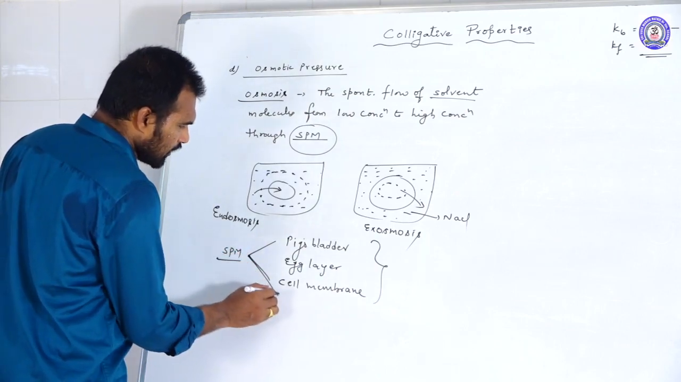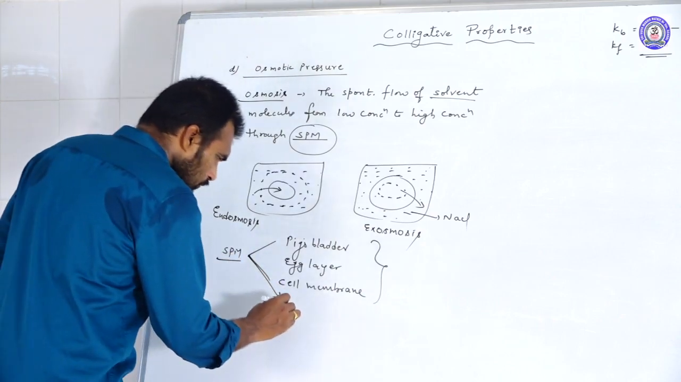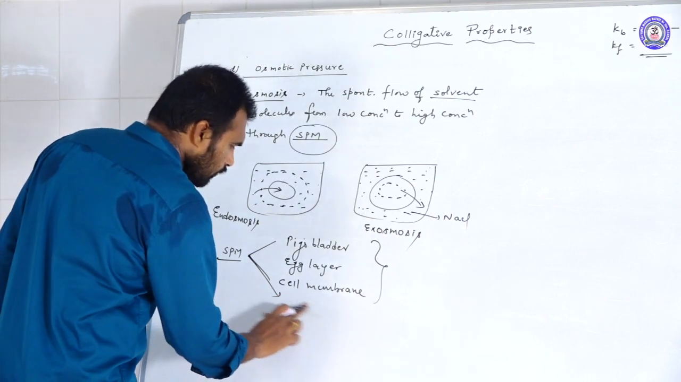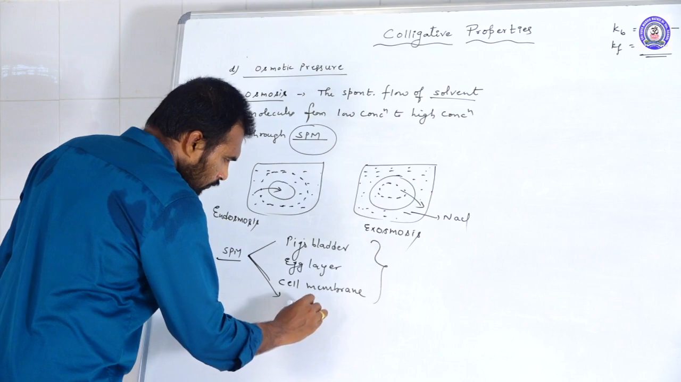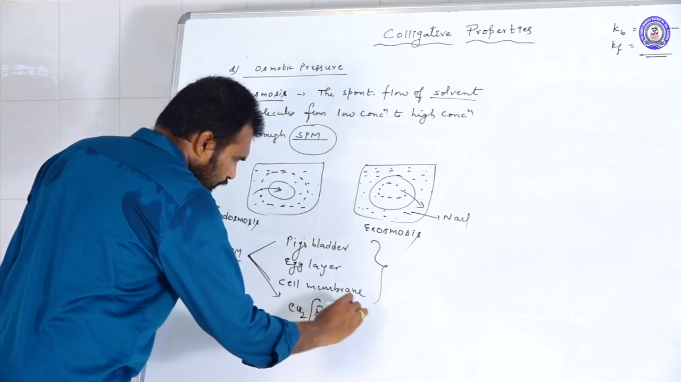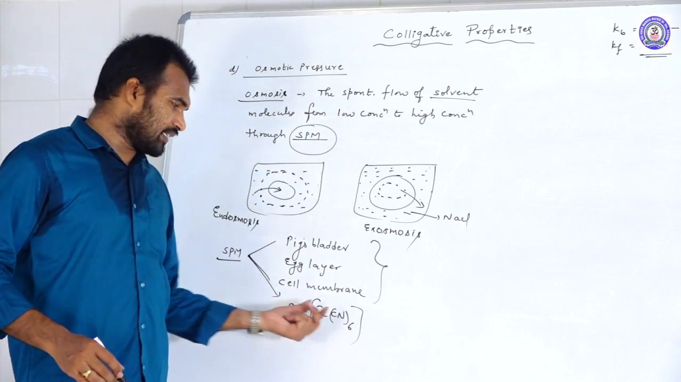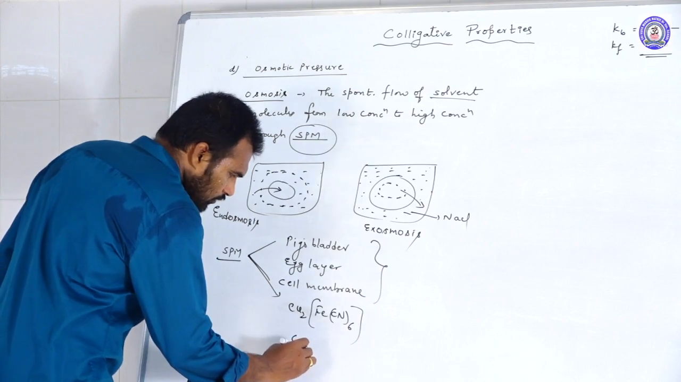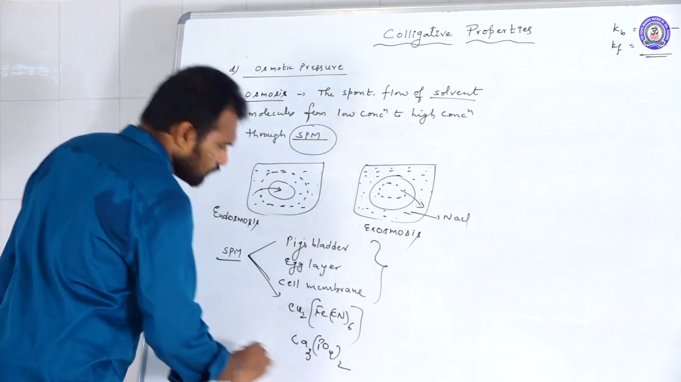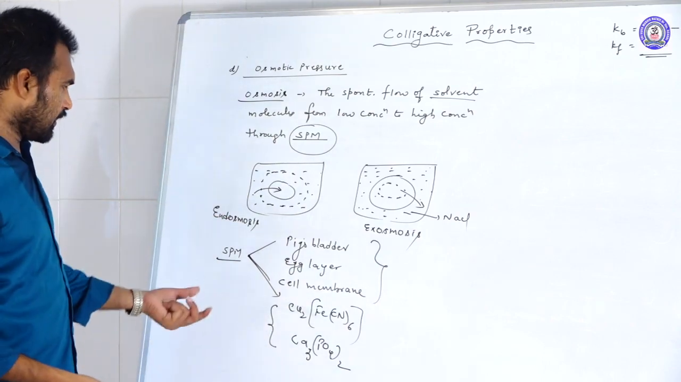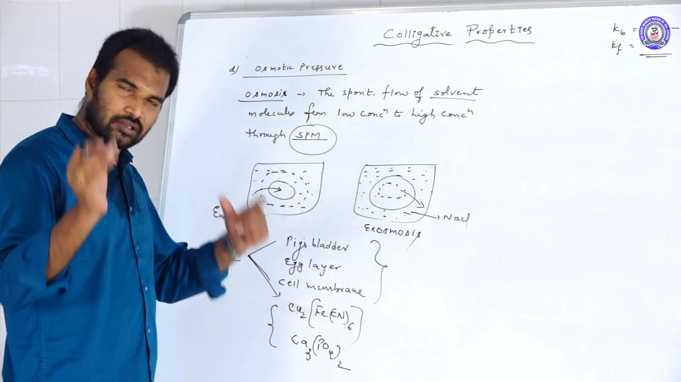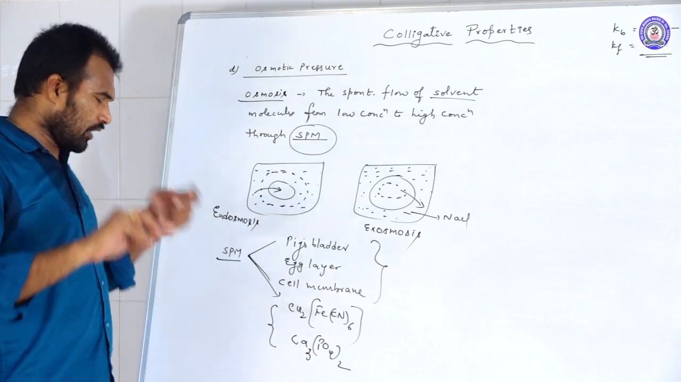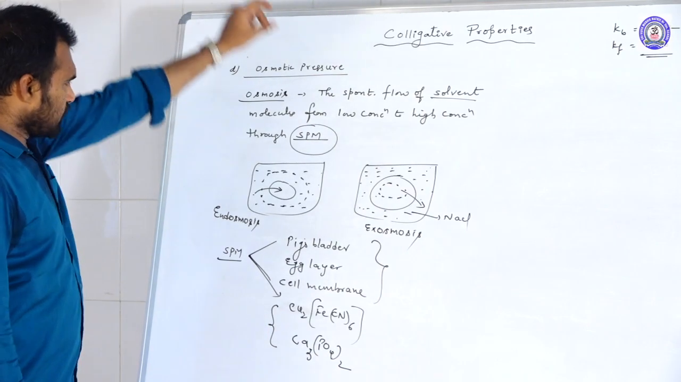Coming to the artificial ones we can prepare, that is cupric hexacyanoferrate, Cu2[Fe(CN)6], we can use as a semi-permeable membrane. Or else calcium phosphate, Ca3(PO4)2. By making a thin layer of these, those layers we can use as semi-permeable membranes. These are natural and these are artificial.